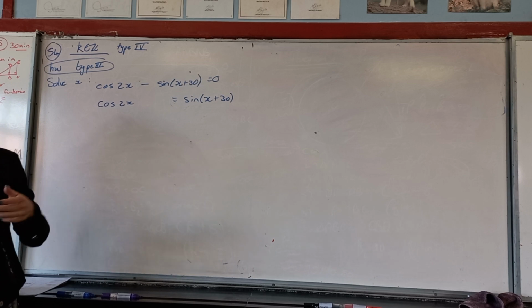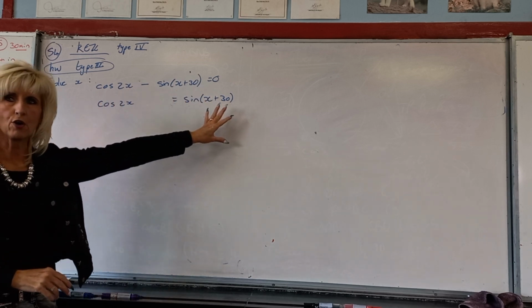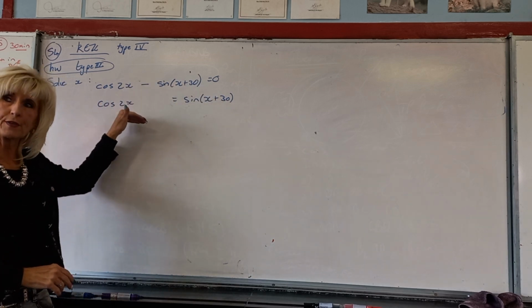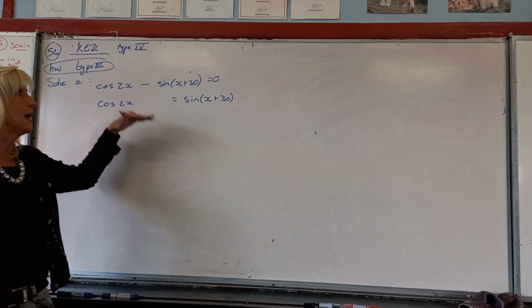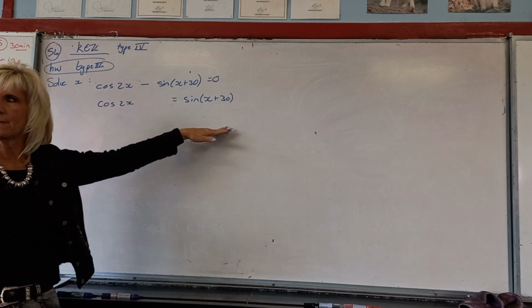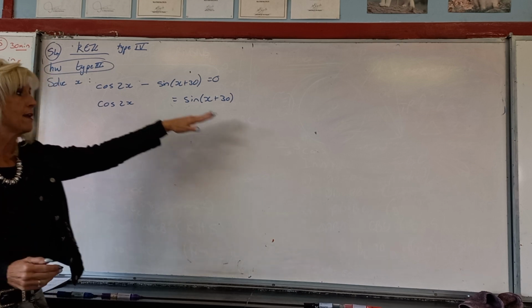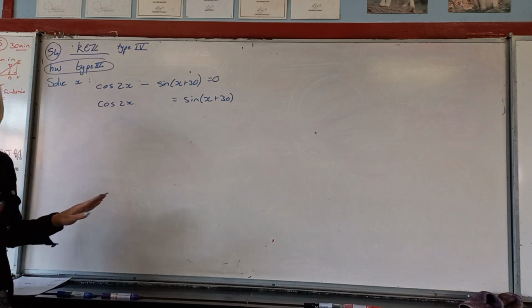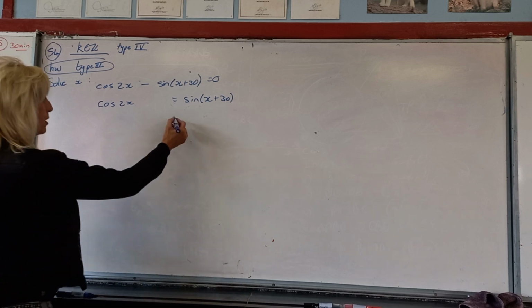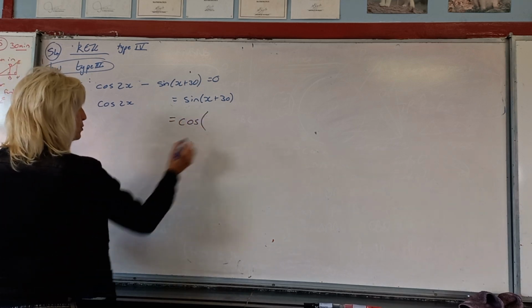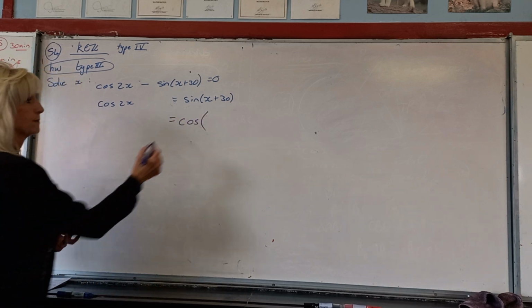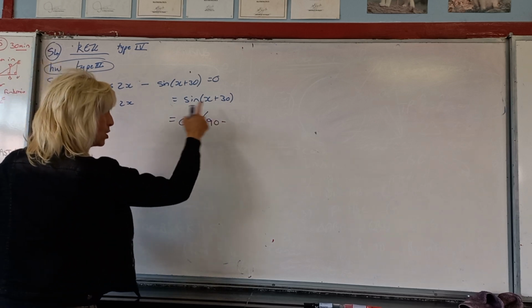The reasoning is, if both of them are sin and cos, and the angles are not the same, there's a different version. If the angles are the same, there's another method. If the angles are the same, you divide by cos, it becomes tan. If the angles are not the same, the only way is, you've got to make them both cos. How do we make sin into cos? 90 minus the whole thing.